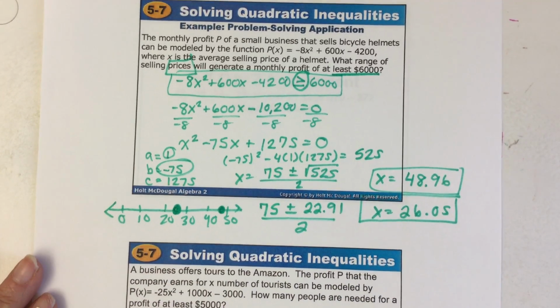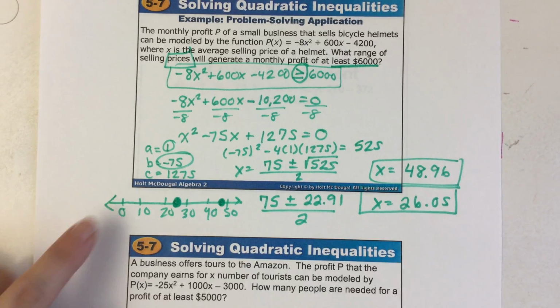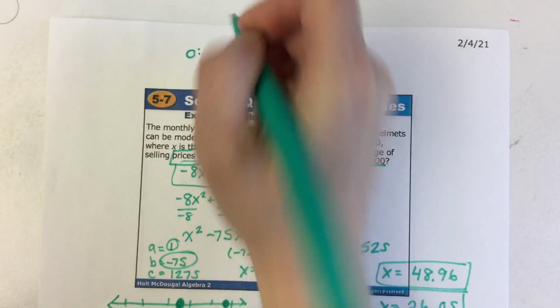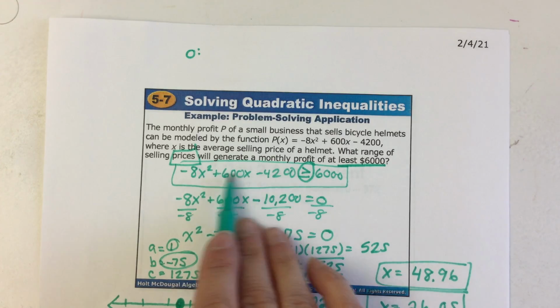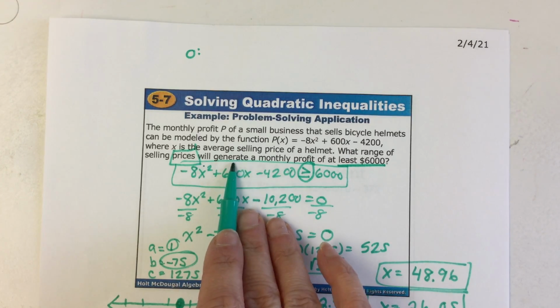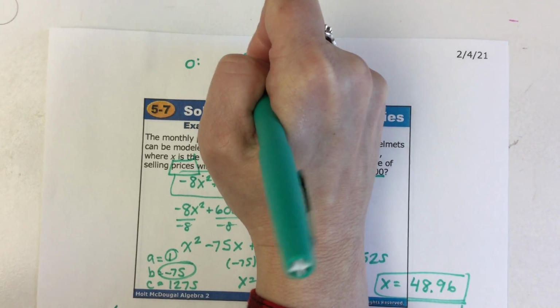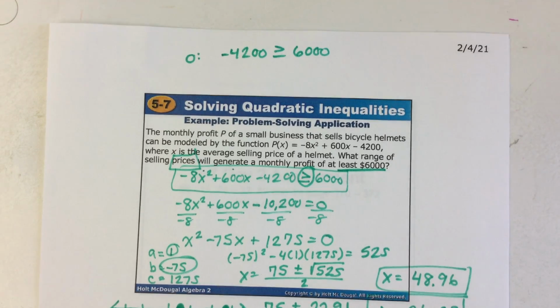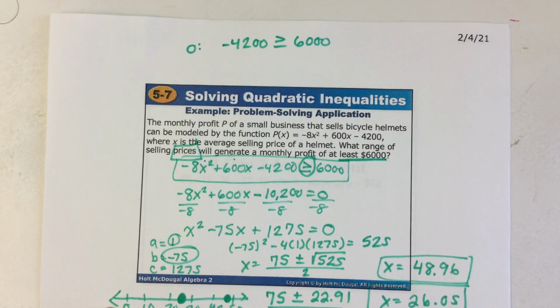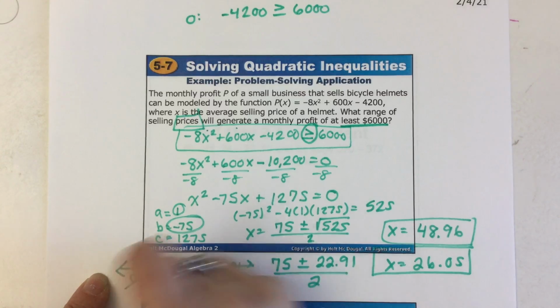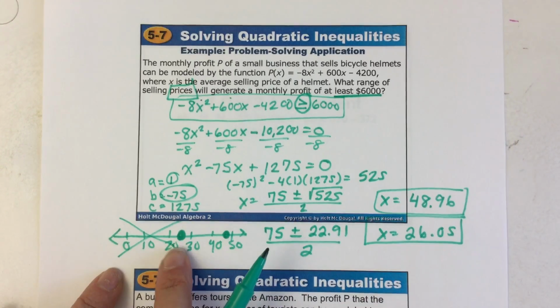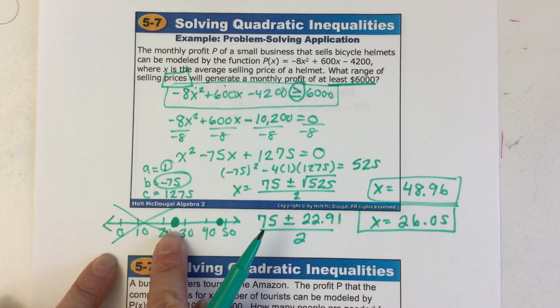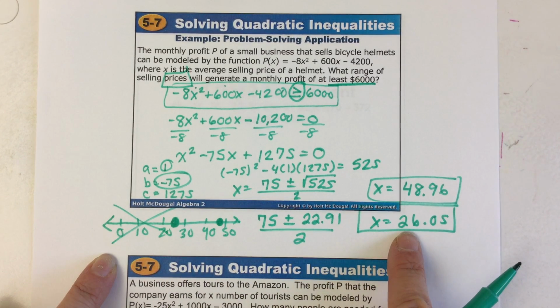So now I need to see, okay, how should I price these bicycle helmets? If I try a 0, if I put in a 0 back into the original, this would be 0, this would be 0. I would have negative 4,200 is greater than or equal to 6,000. Well, if negative 4,200 is greater than 6,000, we're in big trouble. That doesn't work. So what this tells me right now is you should have no prices in that bicycle helmet shop that are less than $26.05. If you're pricing things less than $26.05, you're not going to make enough money.